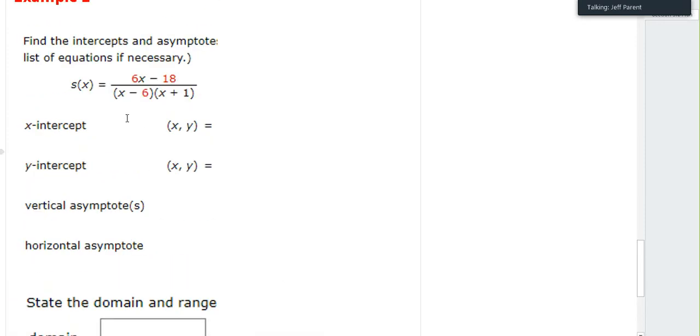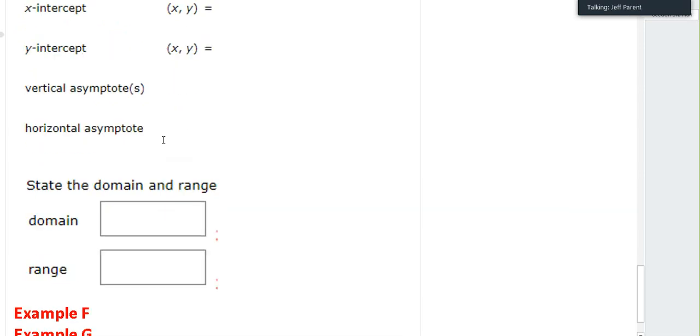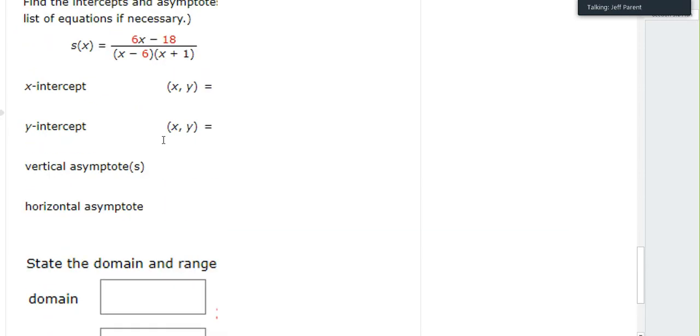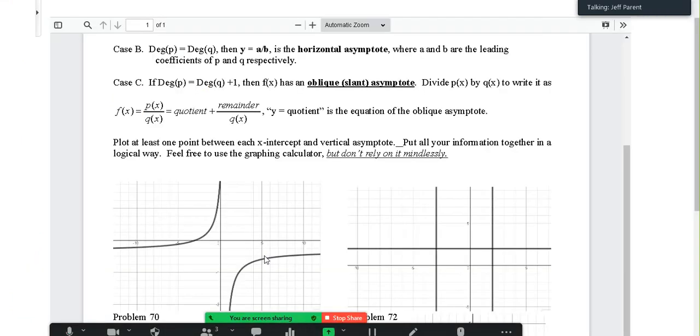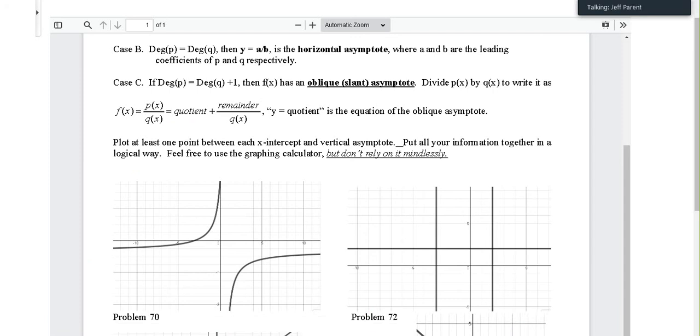The domain would be everything except negative 1 and 6. The range would be everything except 0. You know, I'd have to look at the graph. I don't know. That's a good question. What would be the range on that one? Let's take a look at the graph.